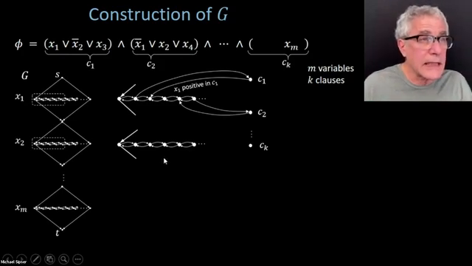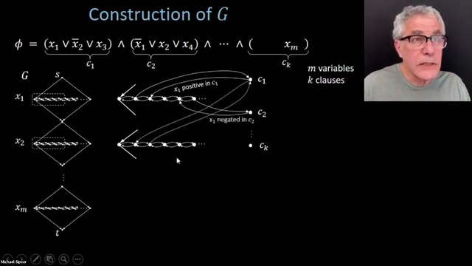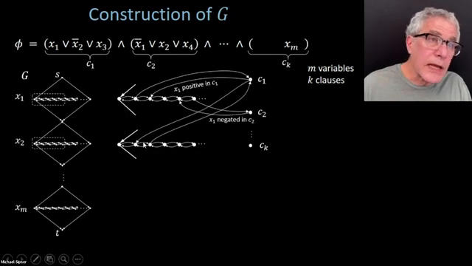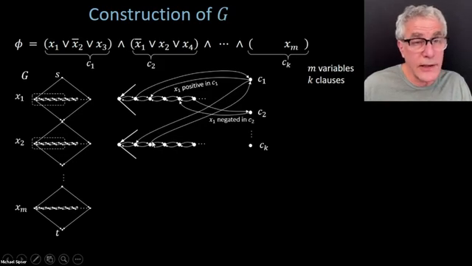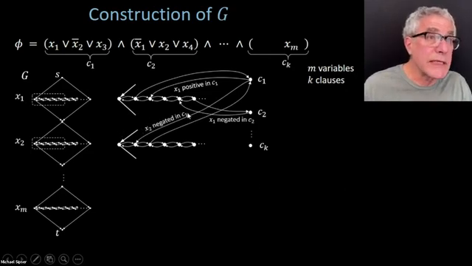So let's think together. X2 also appears in C1, but now it appears negated. So I'm going to have edges from this X2 gadget. But now look at how I've arranged that detour. I can leave on the leftward side and return on the rightward side, which means I can only do that detour when I'm going right to left. And that's because X2 is negated in C1.